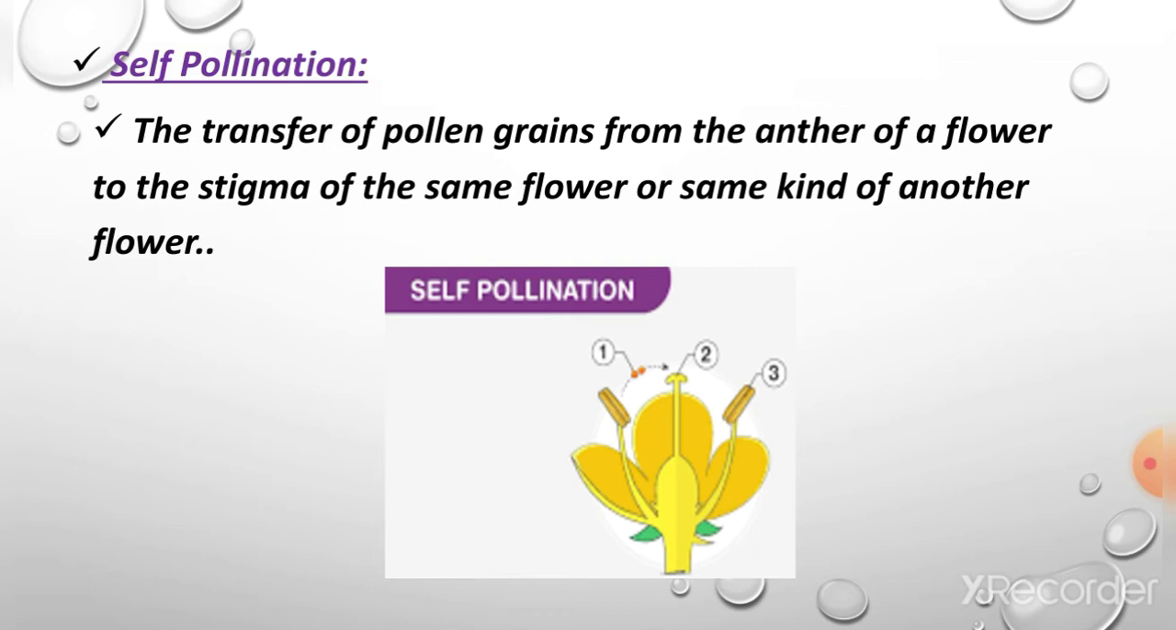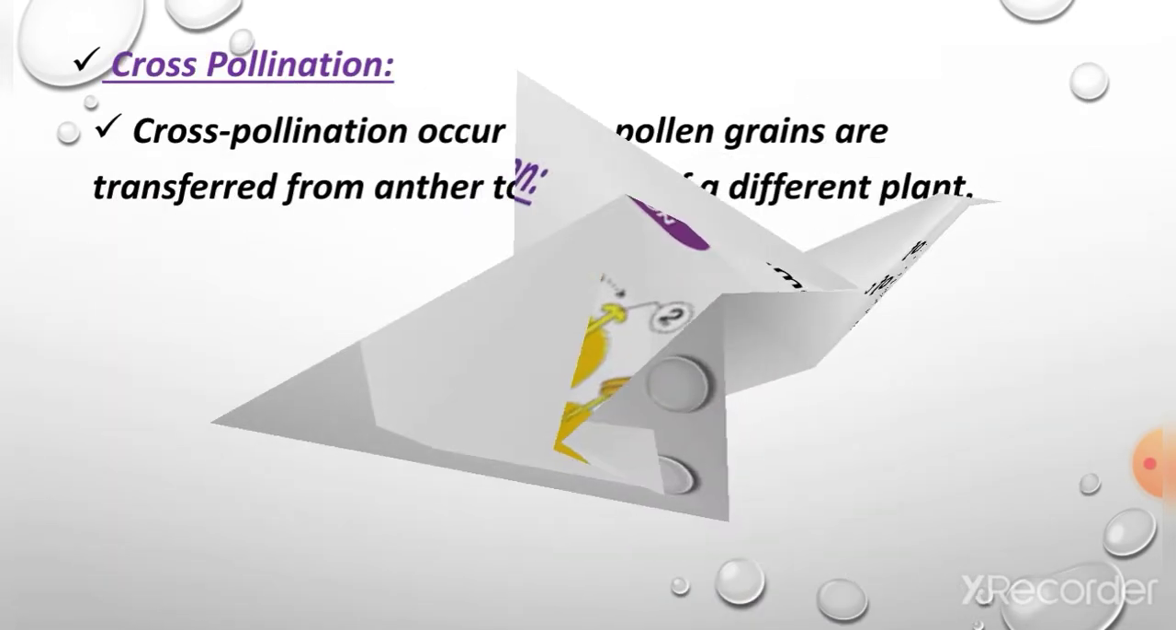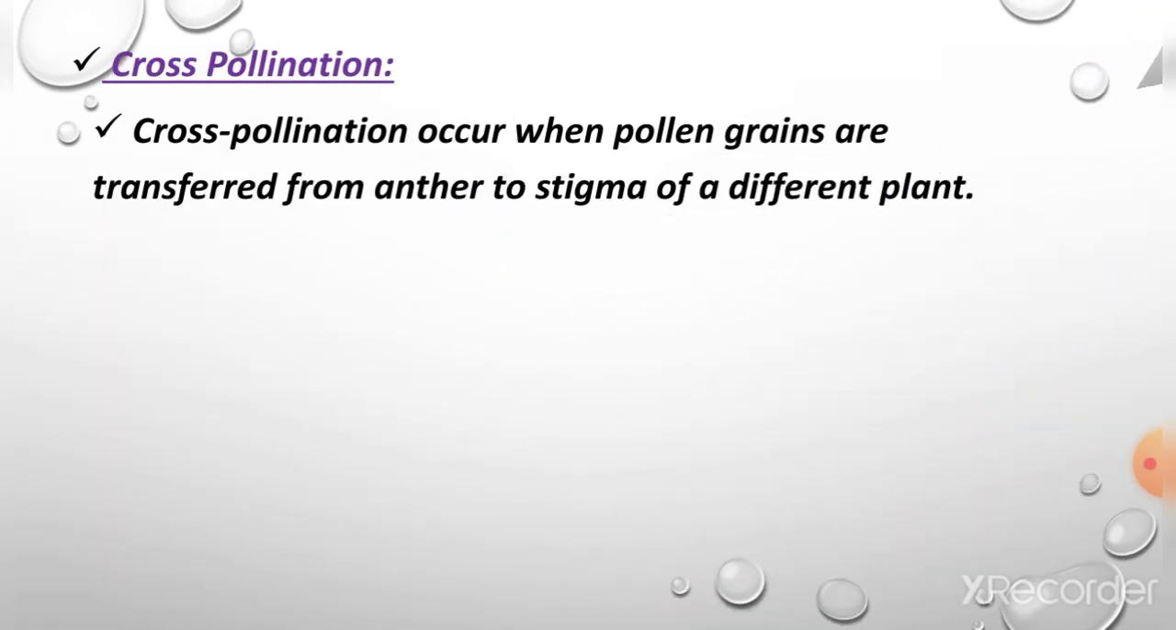Here the condition is transferring the pollen grains from the male part of the flower to the stigma, the female part of the flower. It can be the same flower or a different flower of the same kind. So within that flower this pollination can take place, or it must be a different flower of the same kind. Understood? And now cross-pollination.